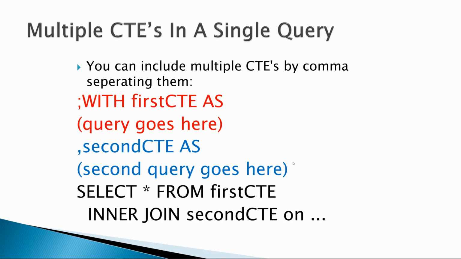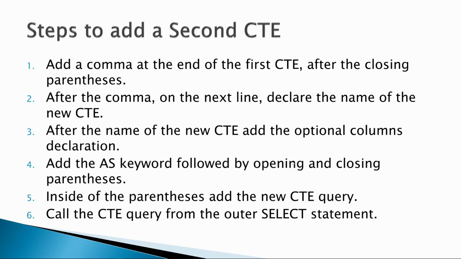And then you can select from one CTE and inner join to the second CTE on some value that you would join on, or cross join, or those types of things. So really all you do is add a comma at the end of the first CTE. After the comma on the next line, declare the name. After the name, add the optional columns if you want them. Then add the AS keyword, followed by opening and closing parentheses. Then inside the parentheses, add the new CTE query, and then call the CTE query from the outer select statement.